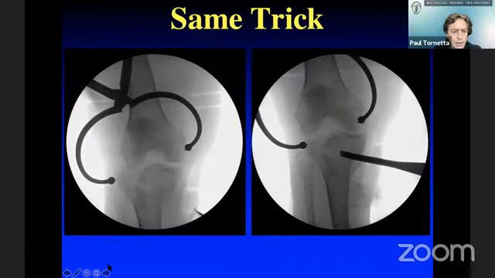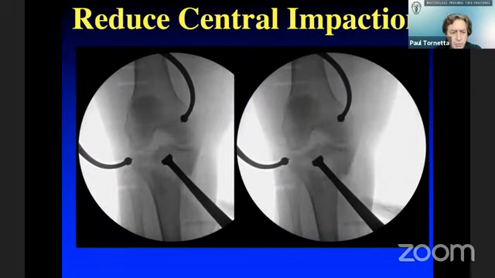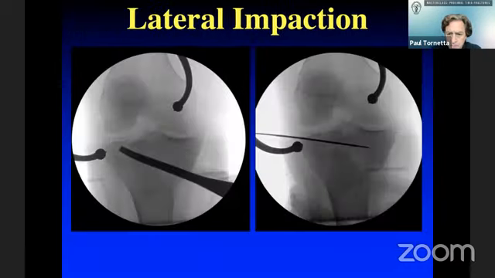Again, same trick. So you can see just pushing over, even though that lateral condyle is not completely intact, you can get it basically reduced. So this is done supine. And here you can see I'm just identifying where that fracture is. And then we're going to tamp up that central impaction, and then work all the way over and lift up the lateral portion of that condyle.